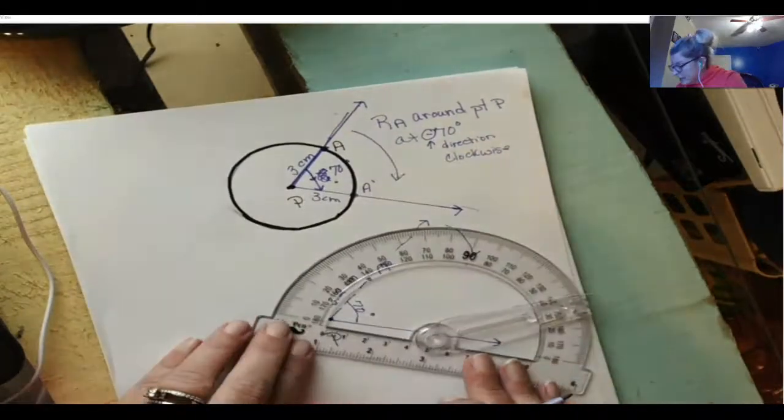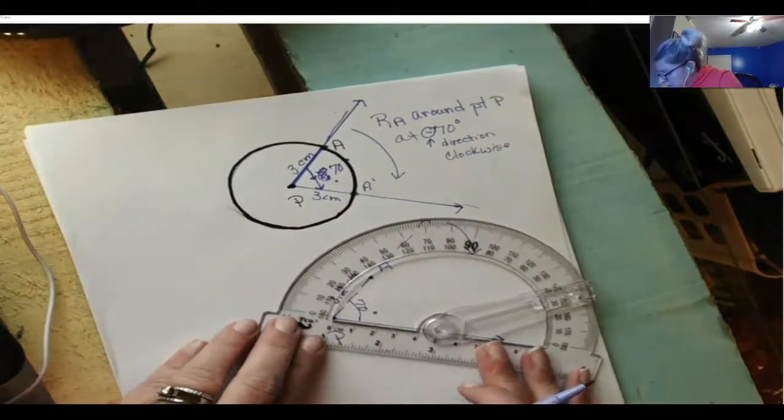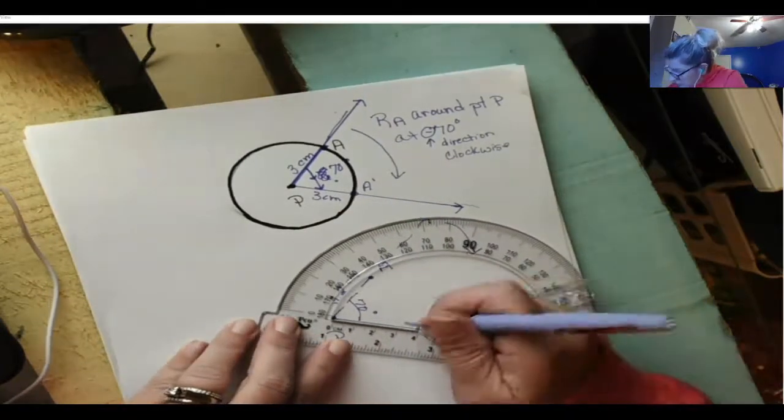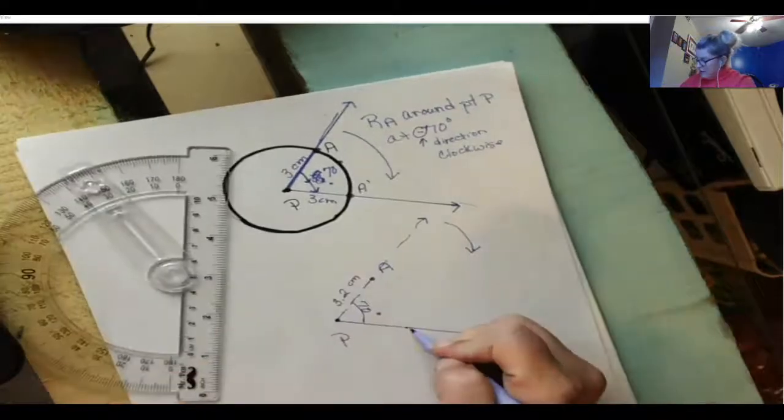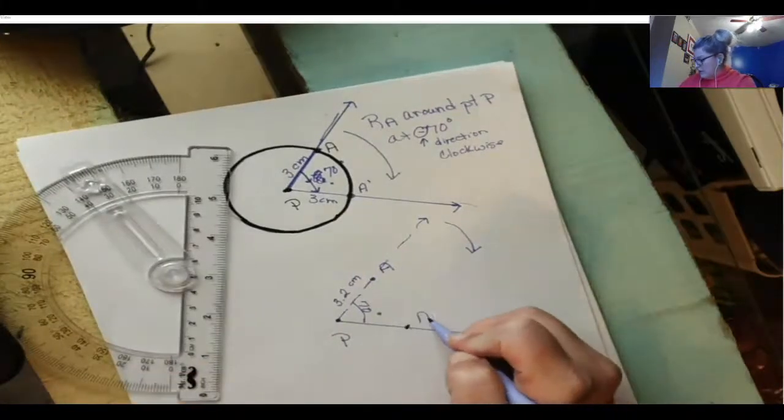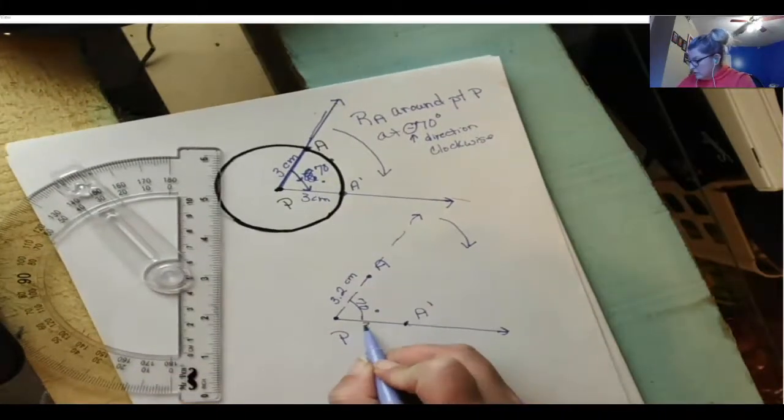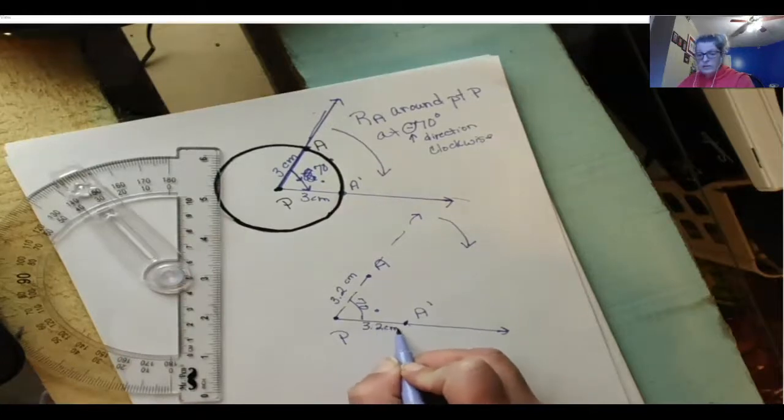And so over here, I'm going to do the same thing. 3 2/10. So it's going to be right here. A prime, because this is 3 2/10 centimeters.